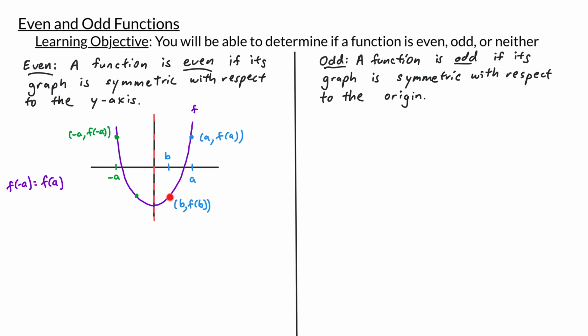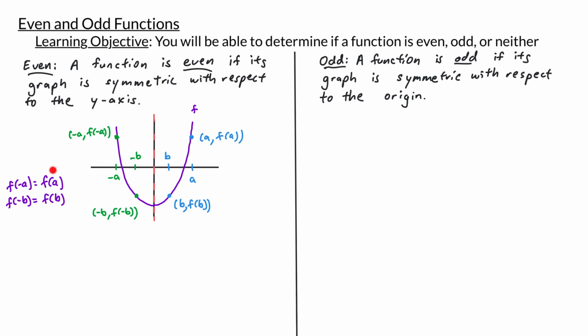To get to our blue point, we go b units out from the y-axis. Therefore, to get to our green point, we also have to go b units out, only in the opposite direction. So the x-coordinate for our second point should be negative b. If negative b is the x-coordinate, then the corresponding y-coordinate would be f of negative b. So our green point here would have coordinates negative b, f of negative b. Now, because of symmetry, these 2 points must have the same y value. Therefore, we can conclude that f of negative b equals f of b.